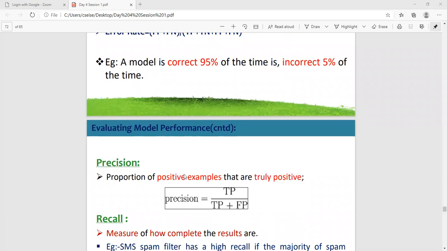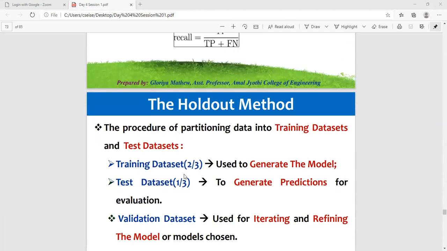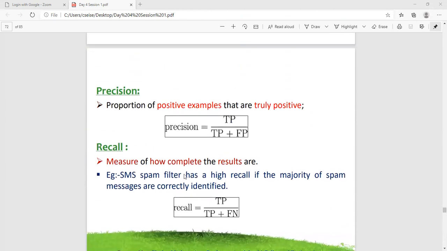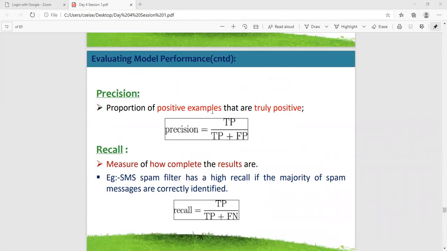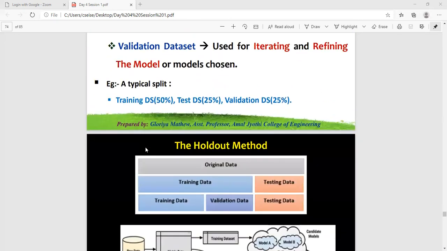Next, in model performance, you get some other concepts, that is precision and recall. For positive samples, precision is equal to TP by TP plus FP. This is the formula. Recall is the same thing, but in place of false positive you take false negative. So precision is TP by TP plus FP, whereas recall is equal to TP by TP plus FN.